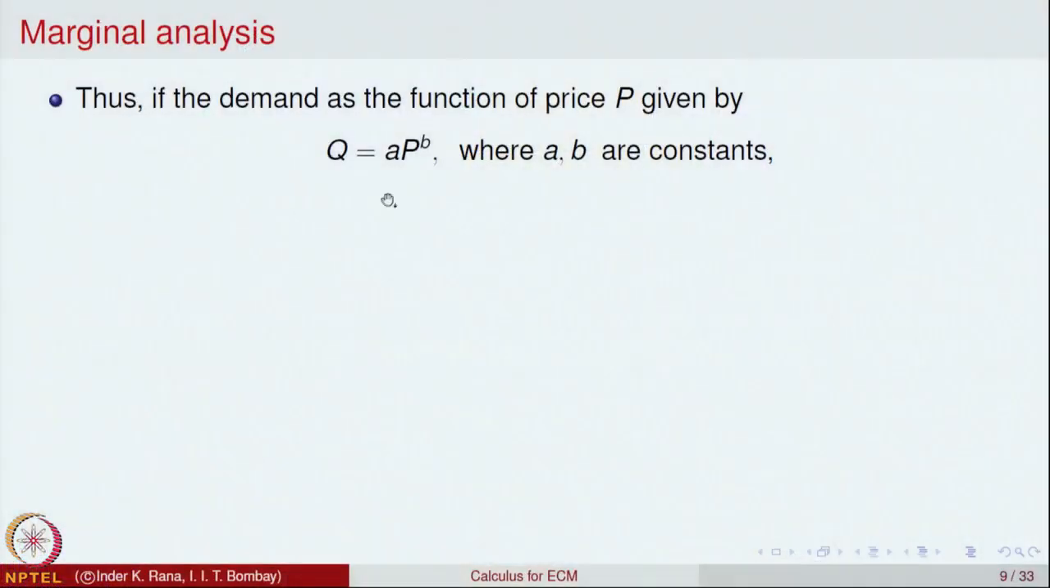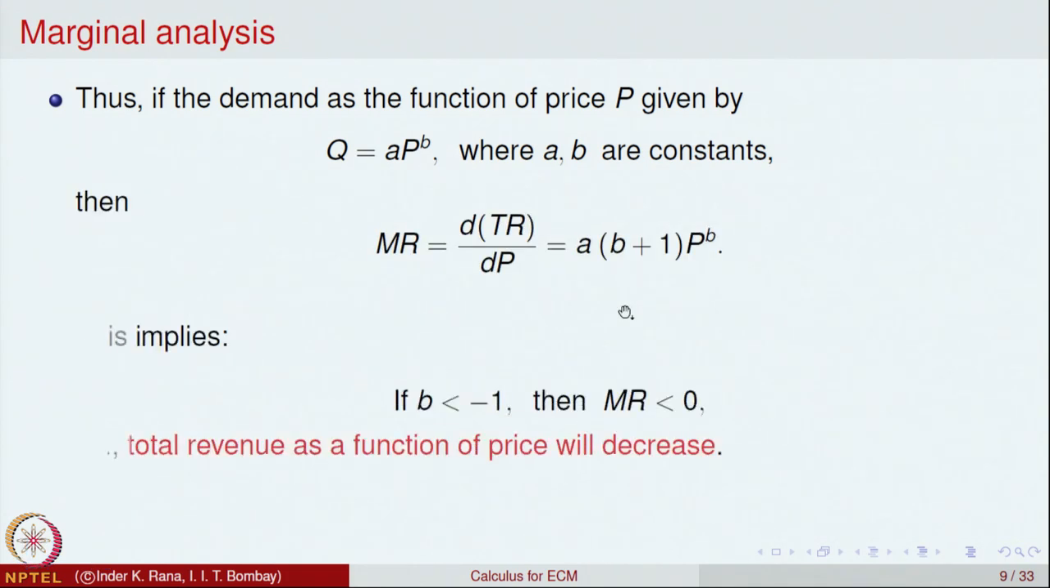So, now if the demand function is this, then we just now saw that the marginal is given by this. What does this imply? Let us look at the constant b. Depending on b plus 1, the marginal will be positive or negative. So, if b is less than minus 1, then this quantity, marginal revenue, will be negative, because b plus 1 will be a negative quantity. So, that will imply that the marginal of revenue is less than 0.